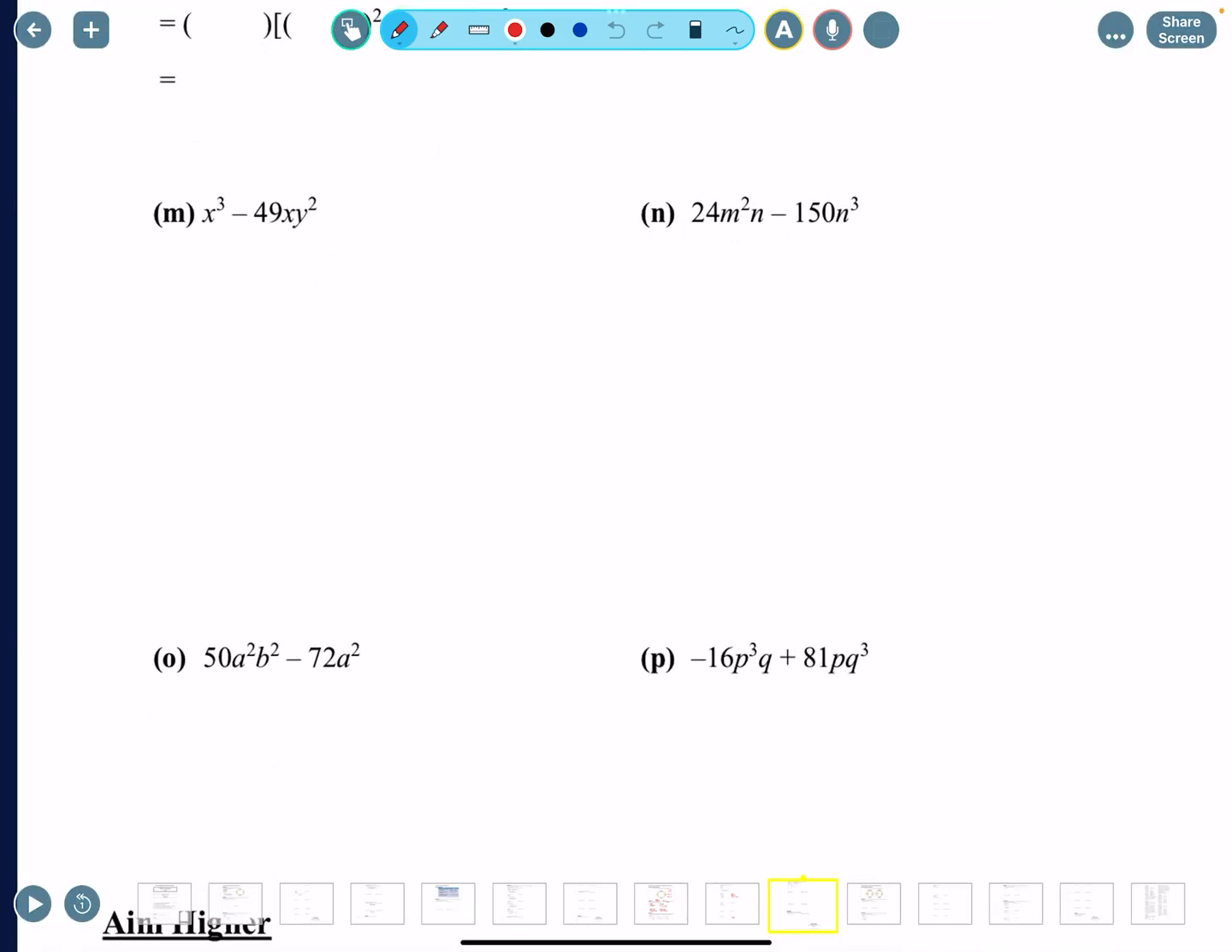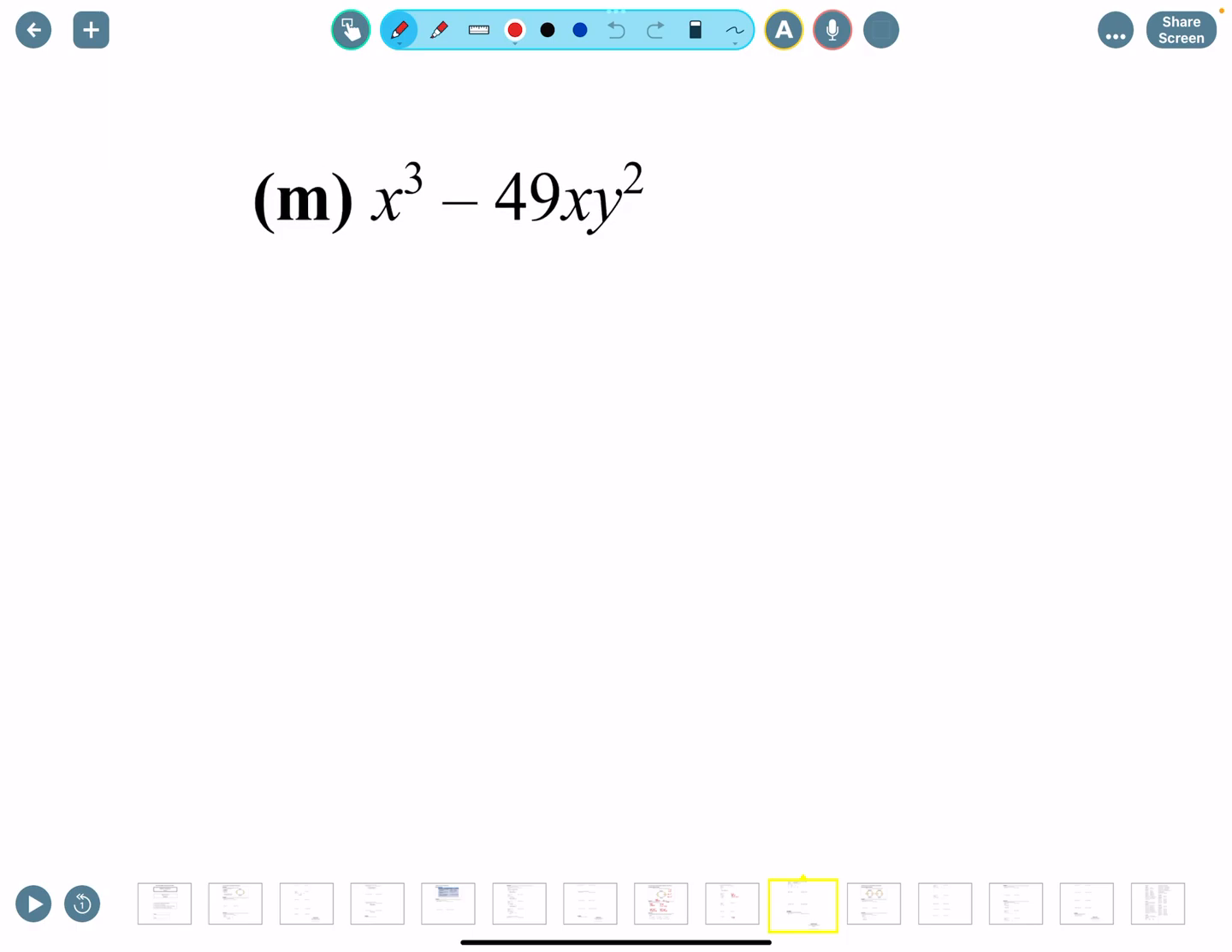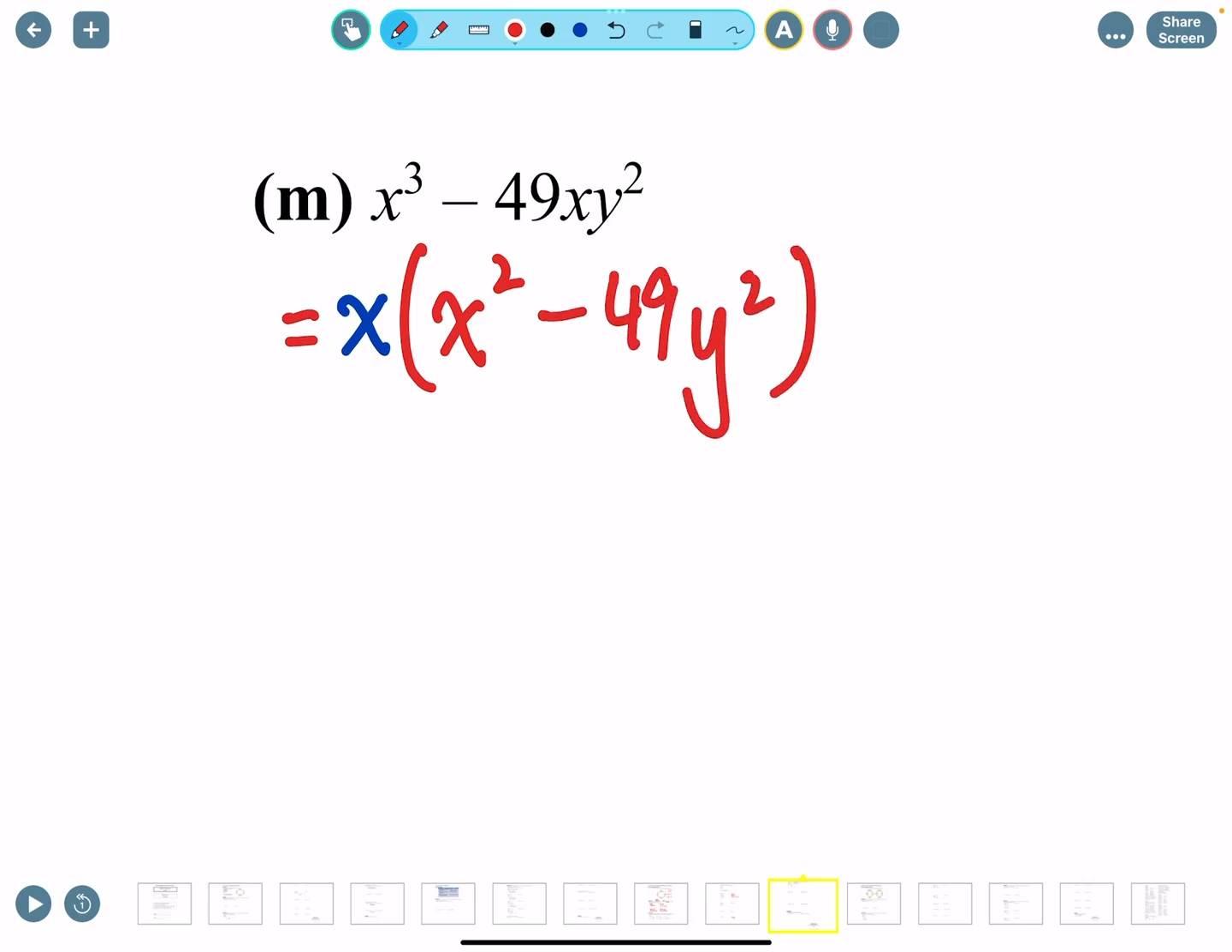I don't think I'm going to give you this, but just in case I do. For this one, you will see that this one is not a square, but both of them have an x, right? So you have to make use of what you learned at the start of the chapter, which is normal factorization. So I'm going to take a single x out. And in this bracket will be x squared minus 49y squared. So x is still outside. We're going to make a giant bracket over here.